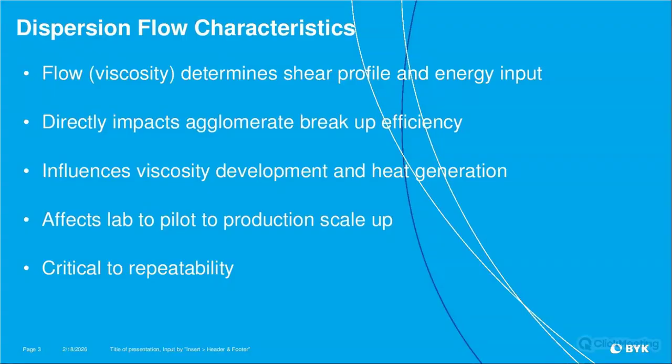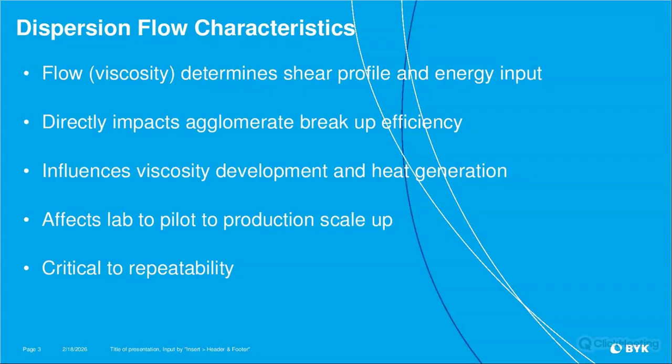So the dispersion flow characteristics is typically there's two different ones that we see in dispersion, but it basically determines your shear profile and your energy input. How much energy can you put into your material based on its flow characteristics? This will directly impact the agglomerate breakup efficiency. So when you think about a low viscosity product versus a very thick product, how differently do they perform throughout the dispersion process?